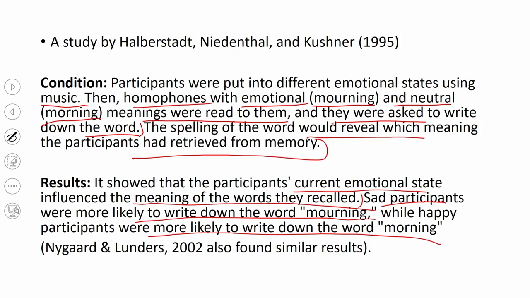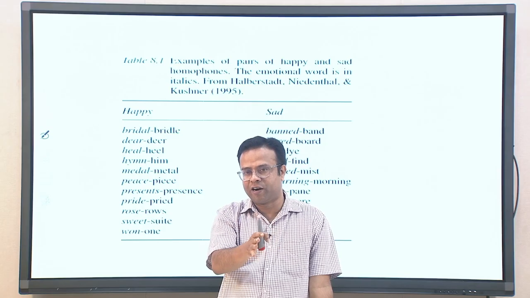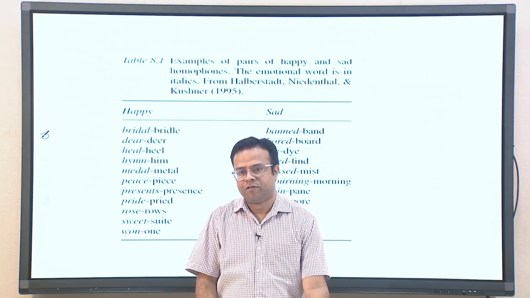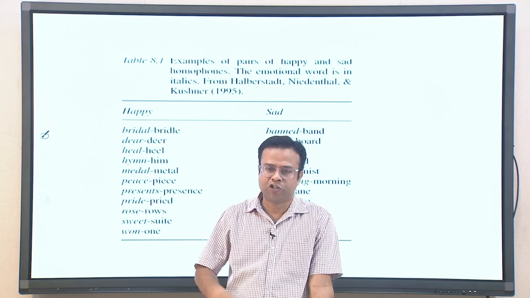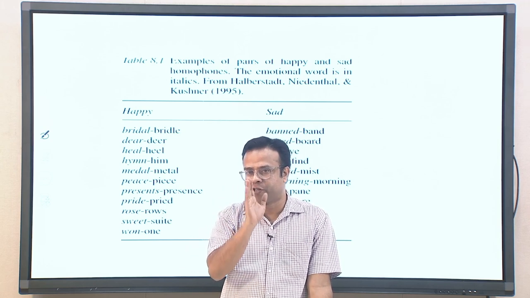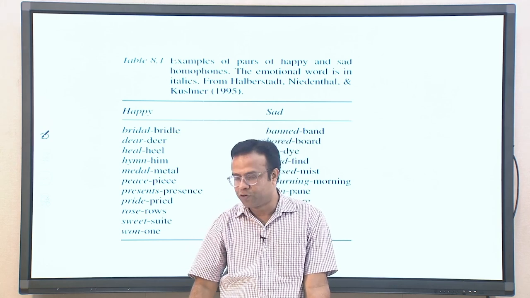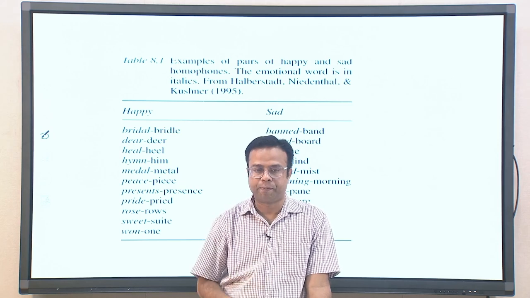Similar studies were also performed later and showed similar findings. Different kinds of homophones were used in these experiments. In all these pairs of homophones, they sound similar, but one is an emotional word and one is a neutral word. So, these are like bridal, bridle, deer, dear, heel, heal, and so on. Research shows that whatever emotion they were experiencing, accordingly they were more likely to write the word which has the corresponding emotional meaning.